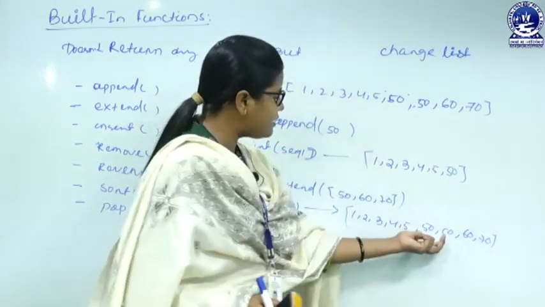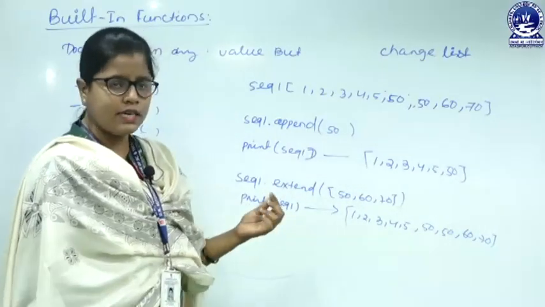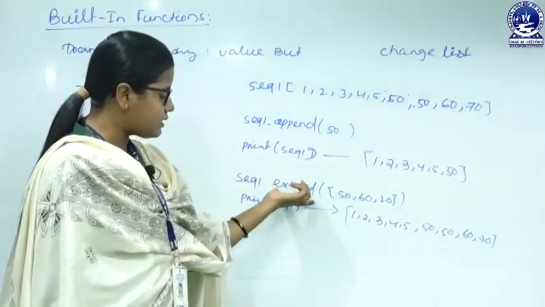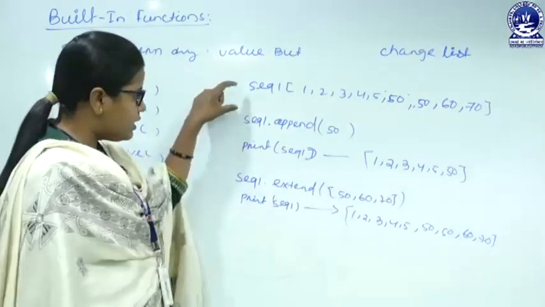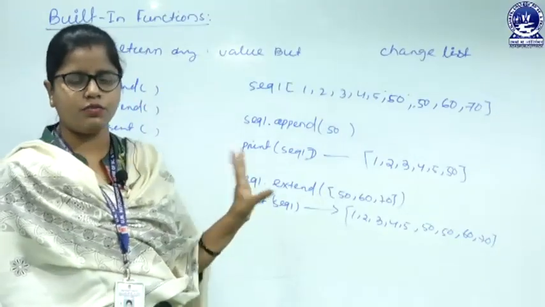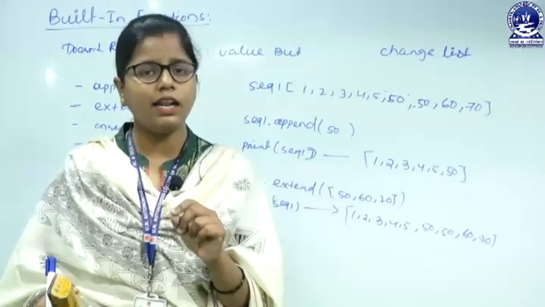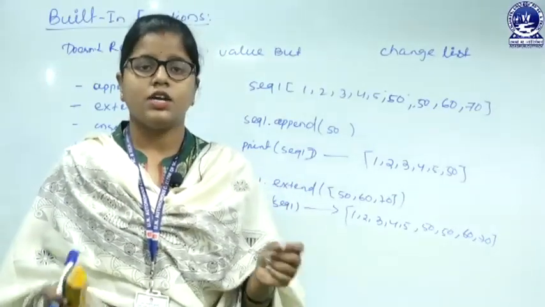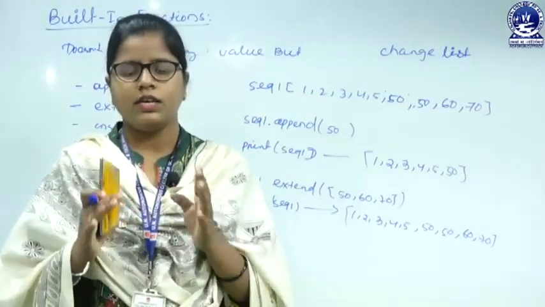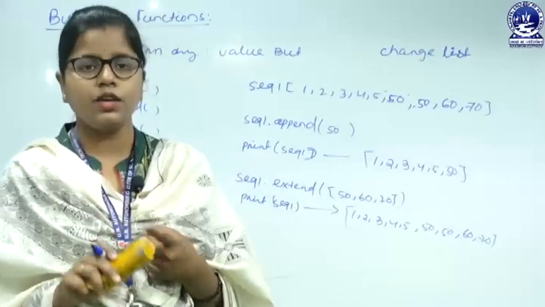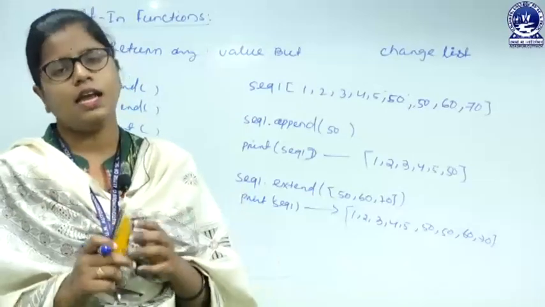Why are there 2 50s? Because in the append function we added a 50 at the end of the list, and then we used the extend function and added another 50. So there will be two 50s. These are the differences between append and extend, and we have to remember this. If my user wants a single value added at the end of the list, we use append; with append and extend we are only able to add values at the end of the list, we cannot add at any other index.